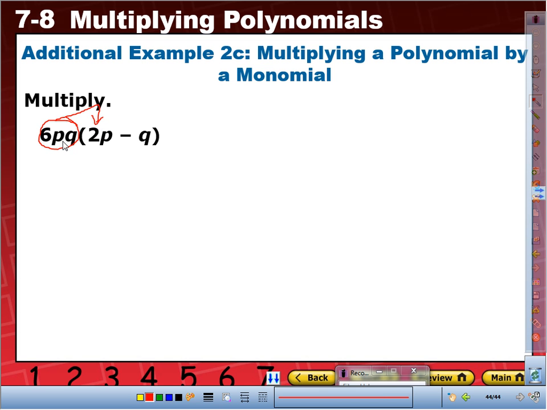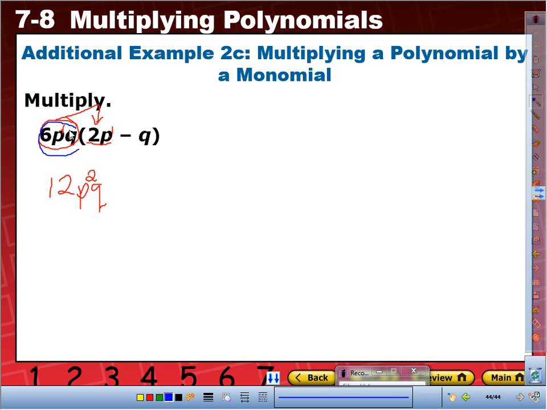So first the numbers. What is 6 times 2? 12. And p times p. P squared, because this is to the first and to the first, right? And here's a q, but is there another q on this term? No, so I just write it next to it. Everybody see? Okay.